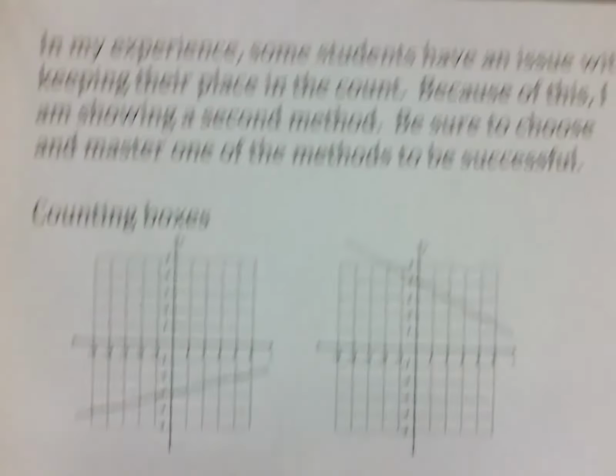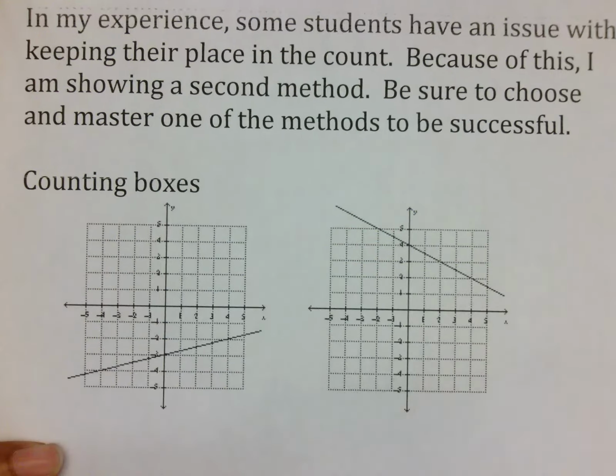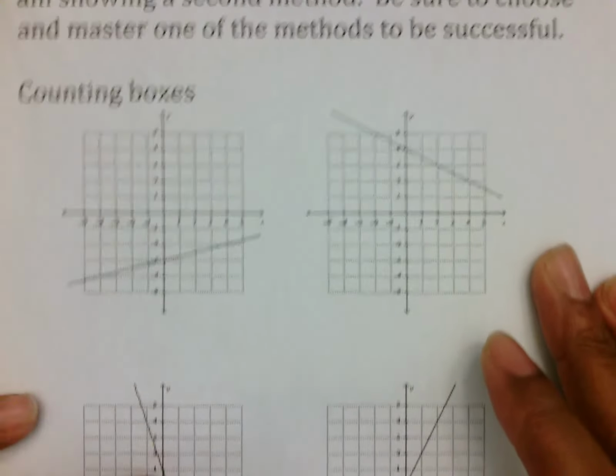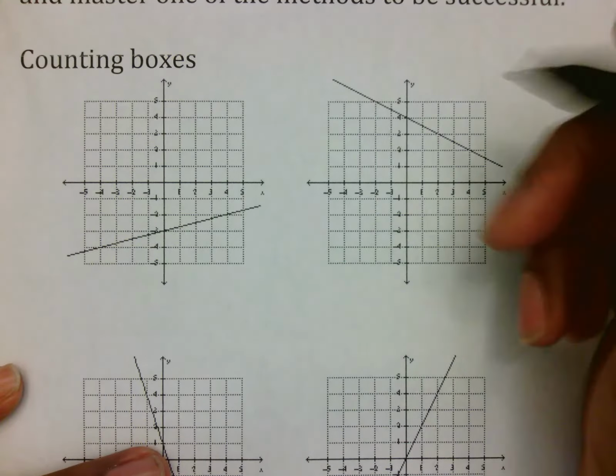In my experience, students have an issue with keeping their place in the count. Because of this, I'm showing a second method. Again, if the first method looks like it works for you, stick with it. It's less work and it's less confusing than this one. But for those people who can't seem to keep their place in the count, what you can also do with the same types of questions, and I think these are the same problems again, is count boxes.